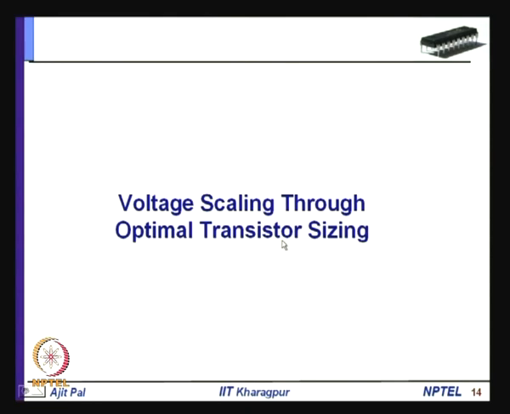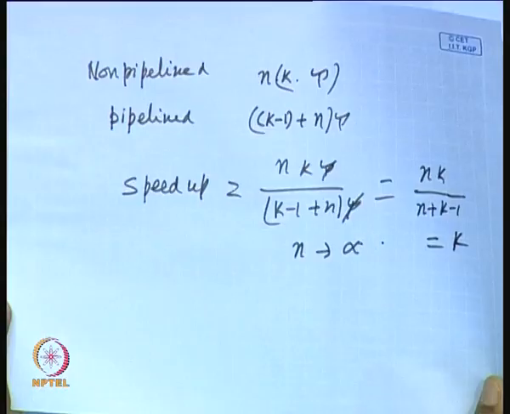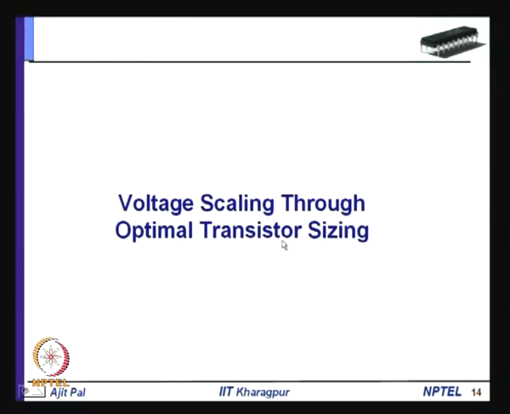What do you really mean by transistor sizing? We know that a transistor can be realized with different length and width. So, whenever we increase the width, what happens? The resistance decreases. That means, if the width of a transistor is increased, the resistance reduces. So, one very common technique to reduce delay is transistor sizing.